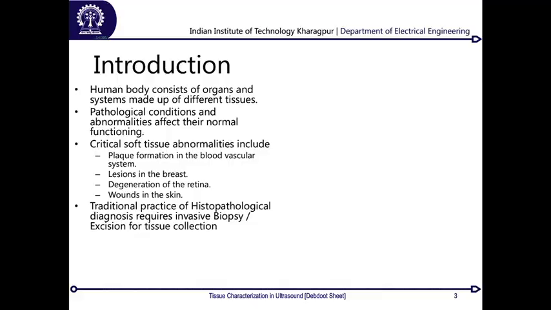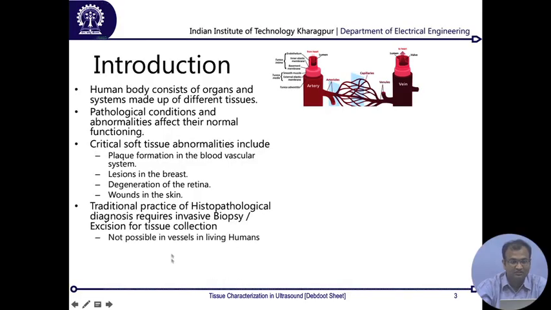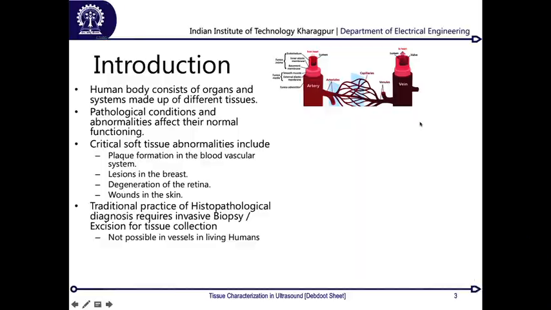Now the challenge is that it's a very invasive procedure, and you cannot always do it in living human beings on their vessels, because in order to investigate whether there is an abnormality on a vessel, you would have to cut down a small part of the vessel and pull it out. That is not feasible practically, so you cannot do a histological investigation on vessels.